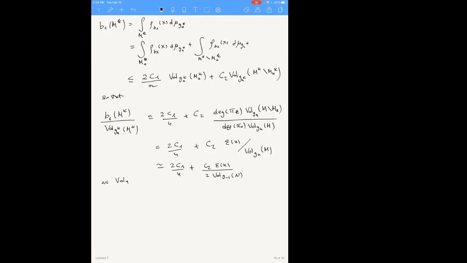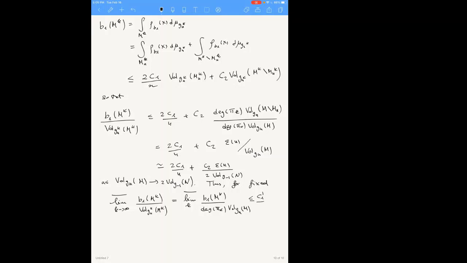So this is approximately, for n large, plus C_2 epsilon(n) divided by 2 times the volume of these pieces. And this is as the volume of g_n of M goes to twice the volume of G minus one of N. N was the finite volume hyperbolic manifold, which we double. And so then basically I'm done. Thus, for fixed n, if I take the limsup as k goes to infinity of b_1 of M_k divided by the volume of g_{n,k} of M_k, this is nothing else than the limsup with respect to k of b_1 of M_k divided by now the degree, and this is what I want in order to use Lück approximation theorem, times the volume of g_n of M, and this is less or equal than now another constant C_1' divided by n plus C_2' epsilon(n). And then taking n that goes to infinity, I get the result.